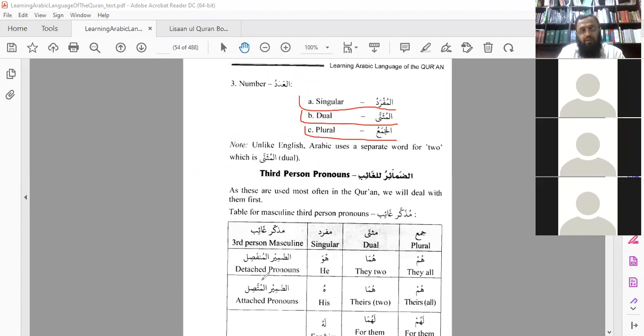Like zamir al-munfasil, detached pronouns. Detached means they are not connected with any noun or any verb. They are used separately, a separate block of words. They are used as mubtada. Like for mufrad singular, he, huwa. For they two, huma. For they all, hum. Clear? Let's move further.